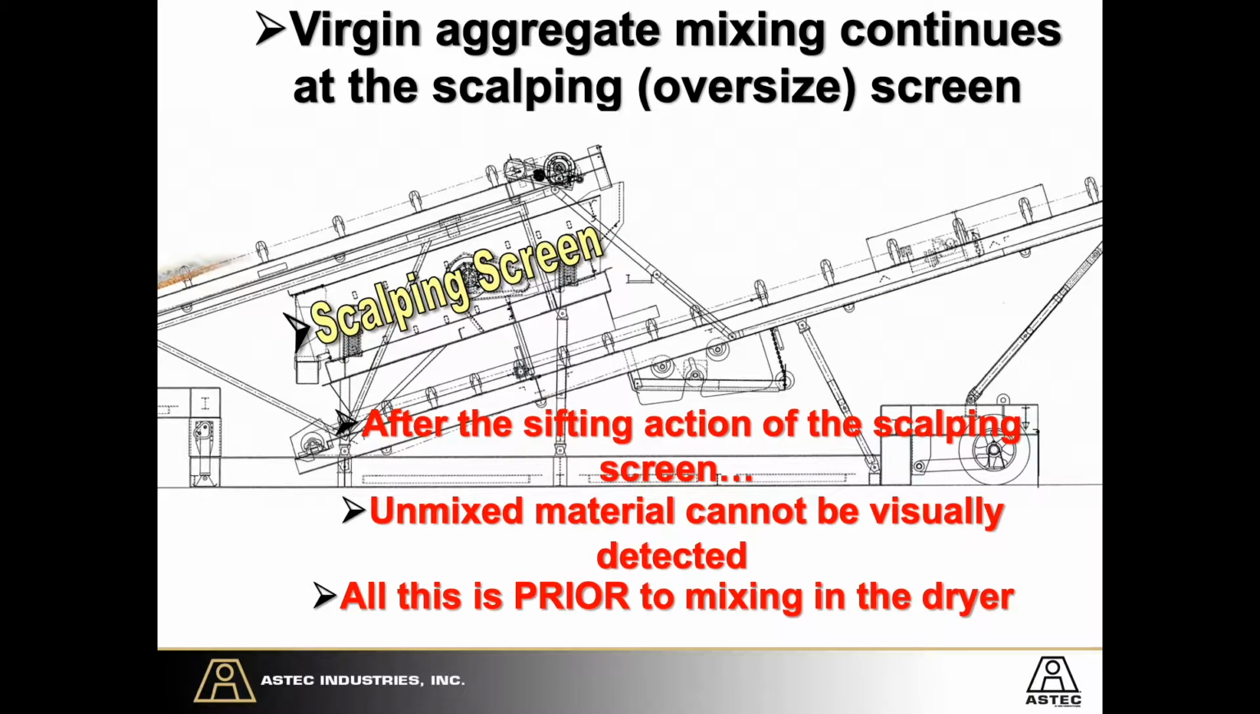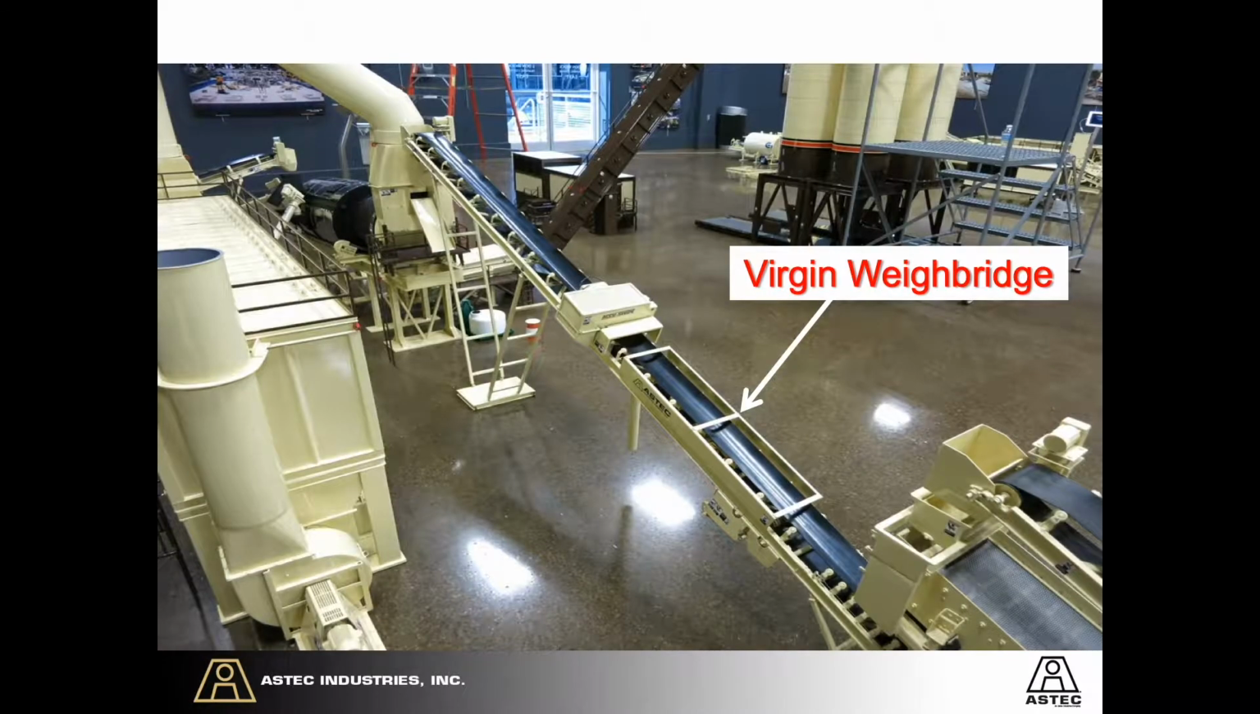And you can see this representation of the material. Here's your distinct layers, and as it goes through the scalping screen, you can see here where it has the gentle mixing as it goes up the weigh belt. Here's the virgin weigh belt. One of the things that is unnoticed about the virgin weigh belt is that it's easily overlooked.